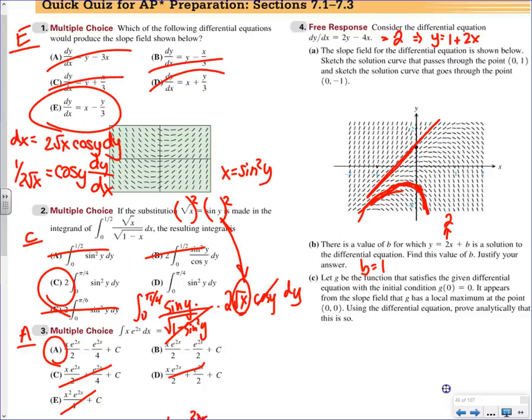Let g be the function that satisfies the given differential equation with the initial condition. They give us a point. This sounds like solving. But now it says it appears from the slope field g has a local max at the point. They're not telling us to solve the differential equation. They're telling us to use the slope field. They're saying, hey, it sure looks like at 0, 0, this is a max.